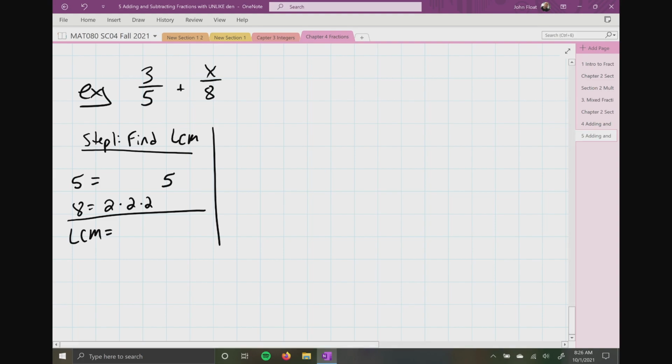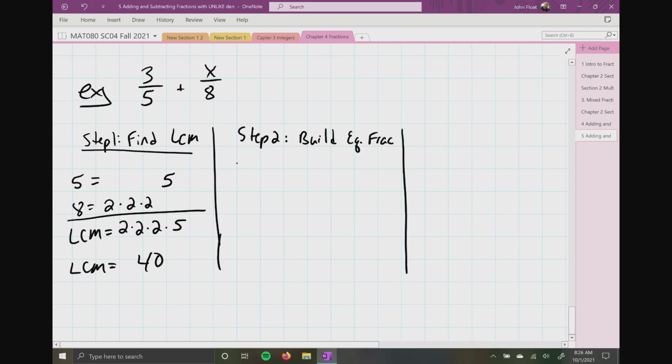So my LCM is going to be 2 times 2 times 2 times 5, or 40. Step 2. We're going to build those equivalent fractions. So the first one is 3 over 5. So the number I'm going to multiply by is going to be 8 over 8. So 3 times 8 is what? Is that 21 or 24? I can't remember. 24. Thank you so much.